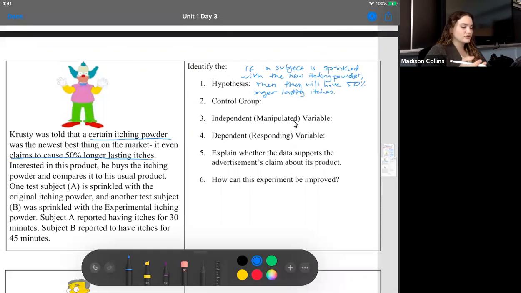What is our control group in this experiment? Remember, control group does not receive the independent variable. So in this example, our control group is going to be test subject A that is sprinkled with the original itching powder.